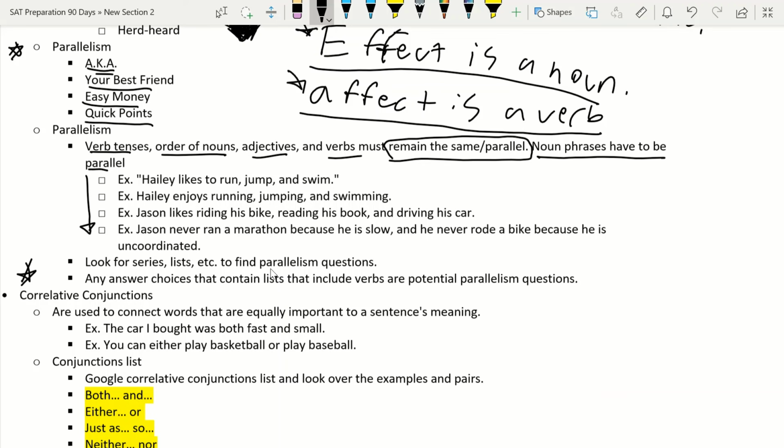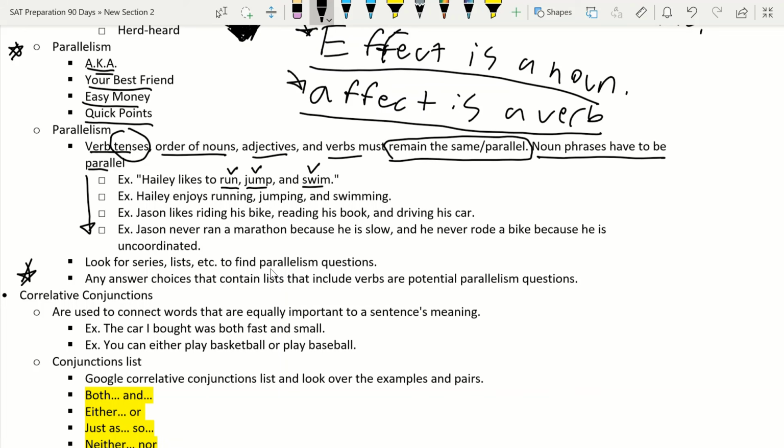We have Haley likes to run, jump, and swim. So the parallelism part of this is run, jump, and swim. They're all verbs. They all have the same endings, and they're all the same tense, right? We want to maintain our tense. So all of our verbs are the same tense. Same endings is another way to tell tense.